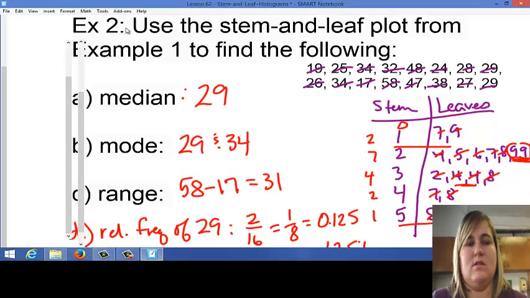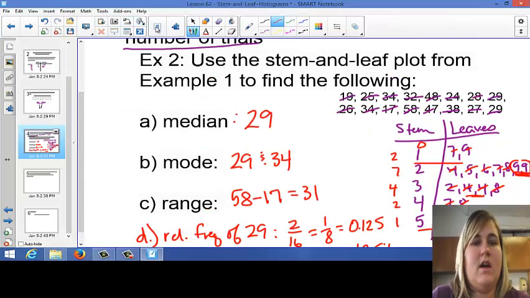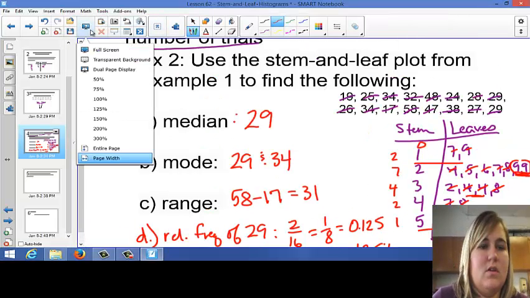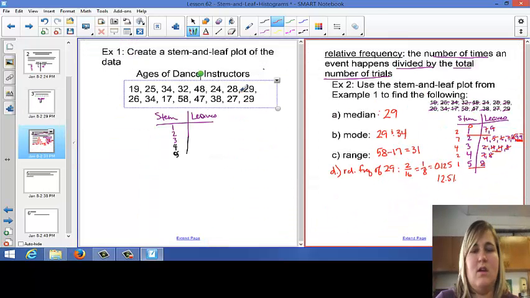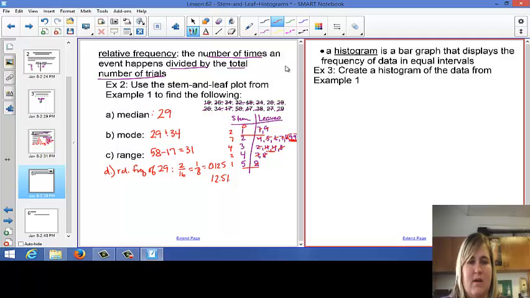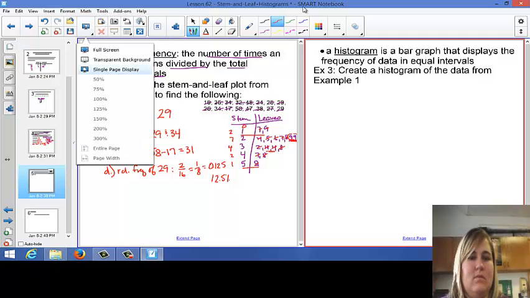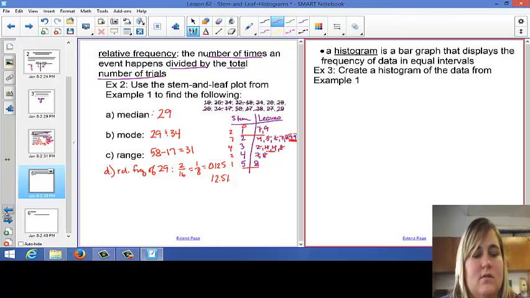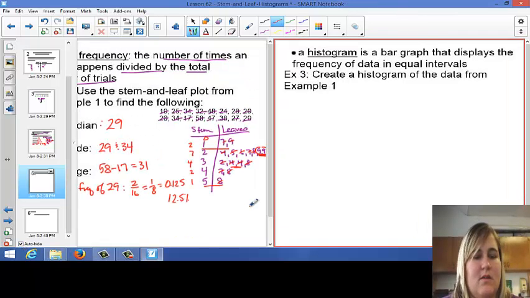Let's go like this. Actually, I could do it, change the view. Dual page display. Let's go to the next page. Look at that. Marvelous. That's okay. Alright, let's auto hide this so we have more space.